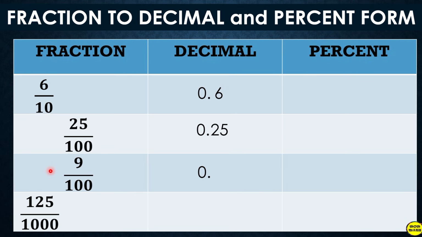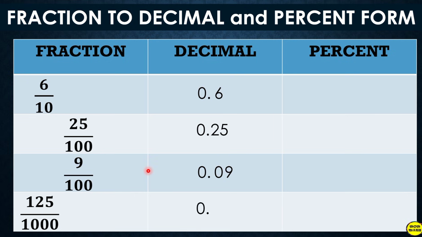So, wala tayong whole number dito, so 0. And then, yung 9, pag dito natin nilagay si 9, magiging ones, tens. Okay? This is hundreds. So, anong gagawin natin? Malagay muna tayo ng 0. And then, 9. So, ones, tens, hundreds. Kasi over 100 siya. Okay?